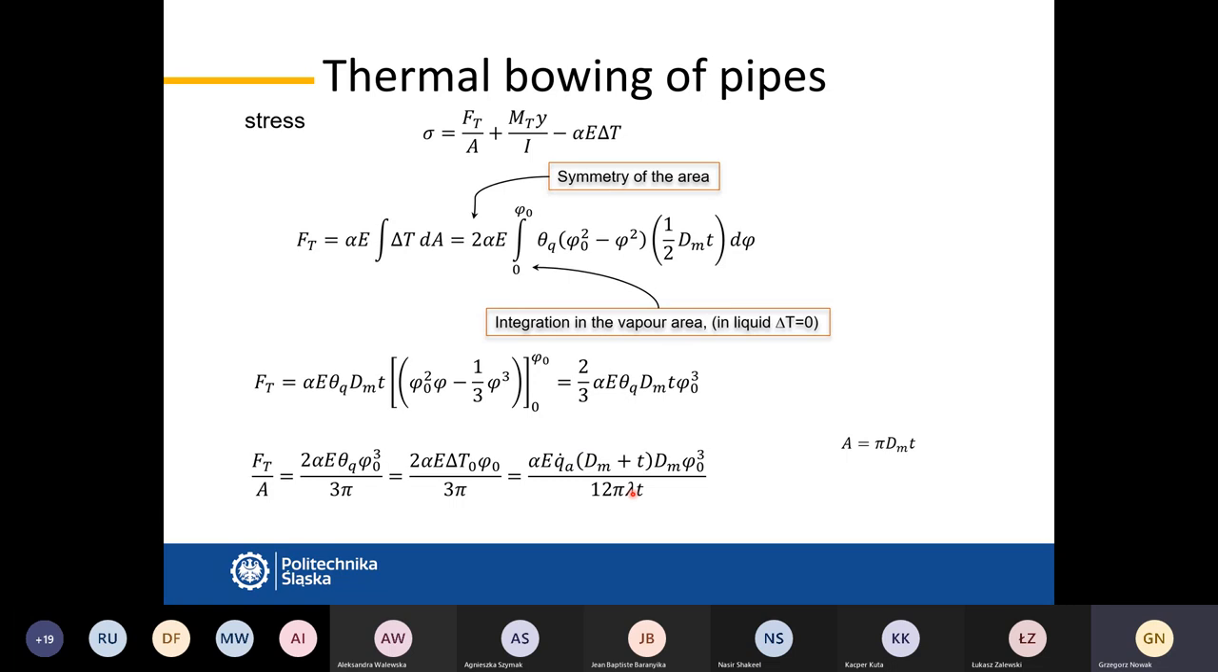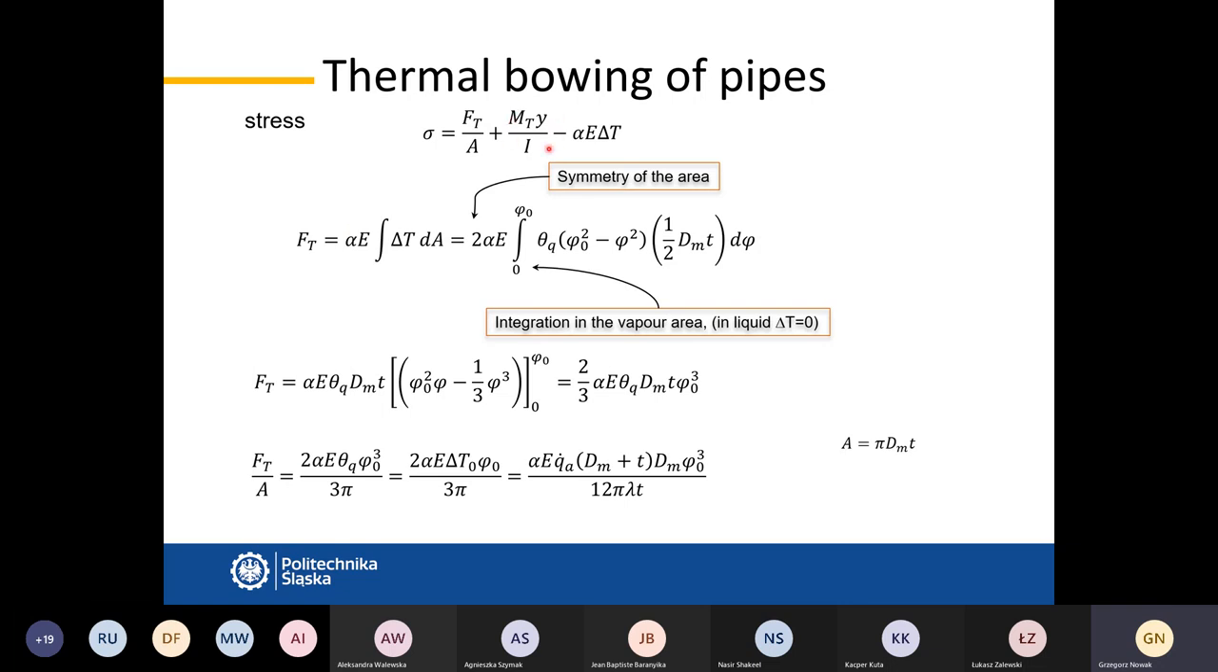You can see that the lower lambda, so the material conducts heat poorly, gives quite a huge factor resulting from the force that can occur. This is due to the fact that a big thermal gradient occurs in the material. That's why the force can be quite big.